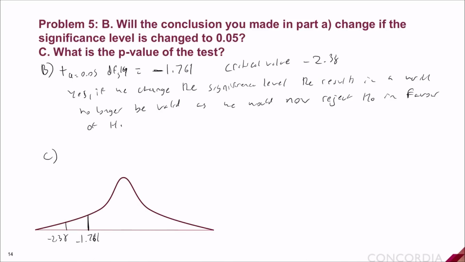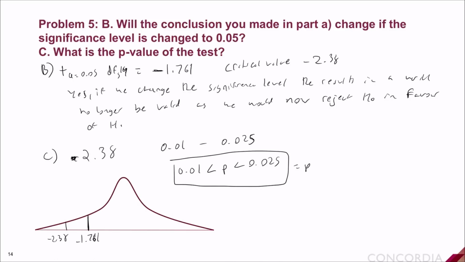And for C, what is the p-value of the test? All we simply have to do is go on a t-table and look up the value negative 2.38, but since a t-table doesn't have a negative side, we just ignore the negative and look up 2.38, which would fall in the middle of 0.01 and 0.025. So the p-value for the test would be above 0.01 but below 0.025, and this would be our p-value.